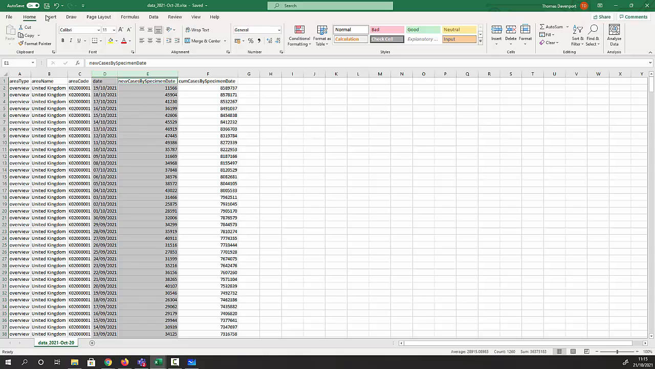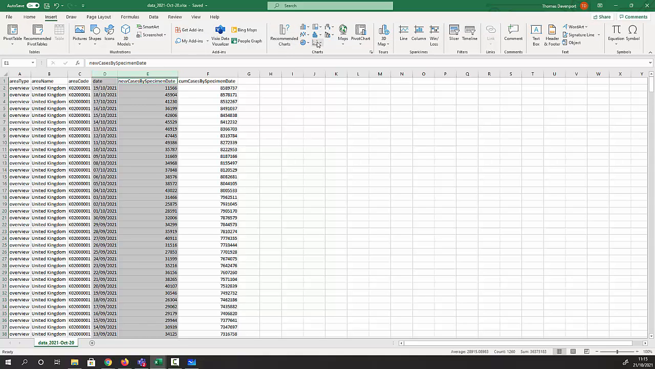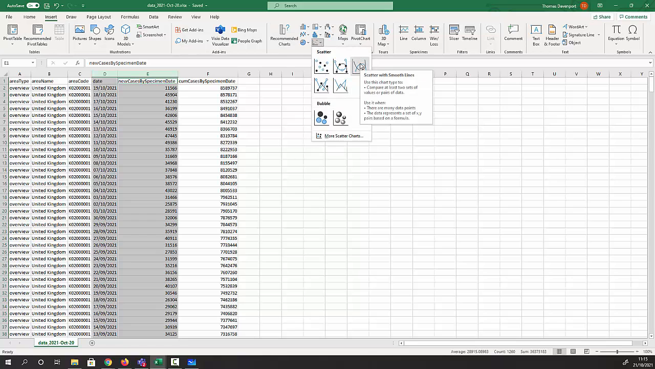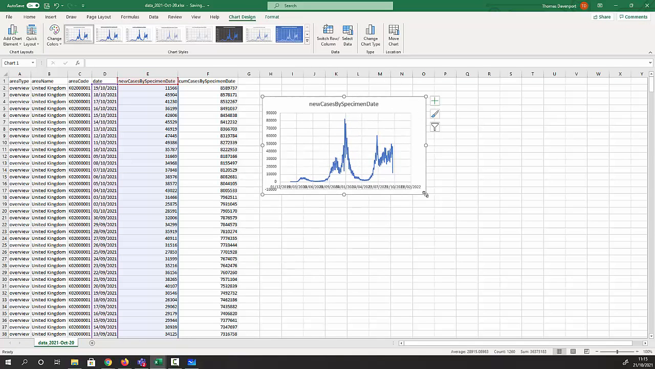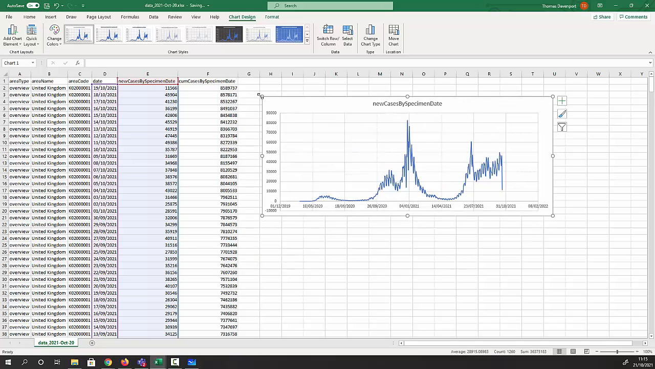Now if I go into insert charts and then I want a scatter graph, if I put that graph in there, I've now got a graph of new specimens by date. Okay, so it's taken the first column that I had identified as the x-axis, and it's taken the second column that I identified as the y-axis. So that's what we've got here. We've got date along the x-axis and we've got the number of cases along the y-axis.